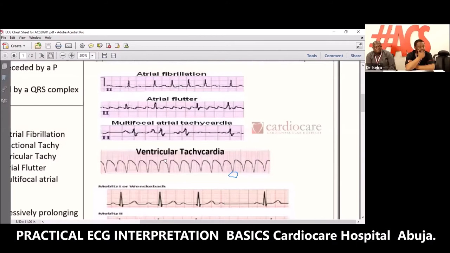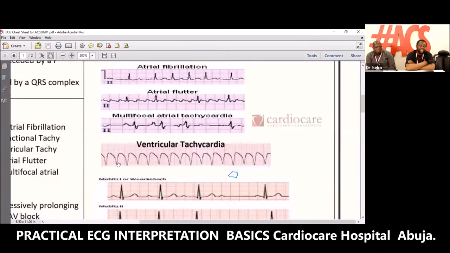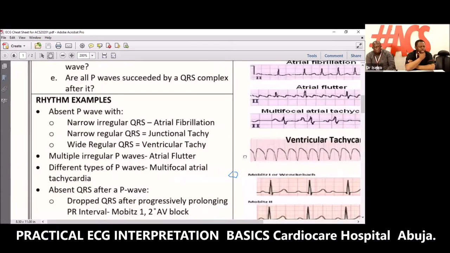All right. In this other one, you have regular, but it is wide, and there are no P waves. You have regular QRS, it is wide, and there are no P waves. This is a ventricular tachycardia. You must do something. Oh, this is life threatening. All right. I think we've talked about a lot of them.